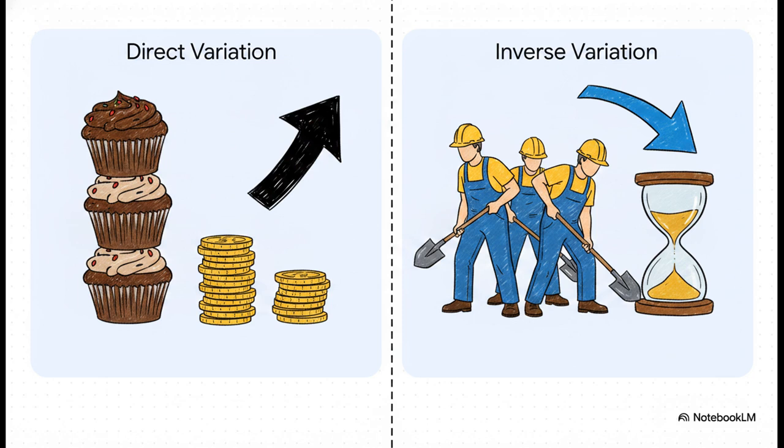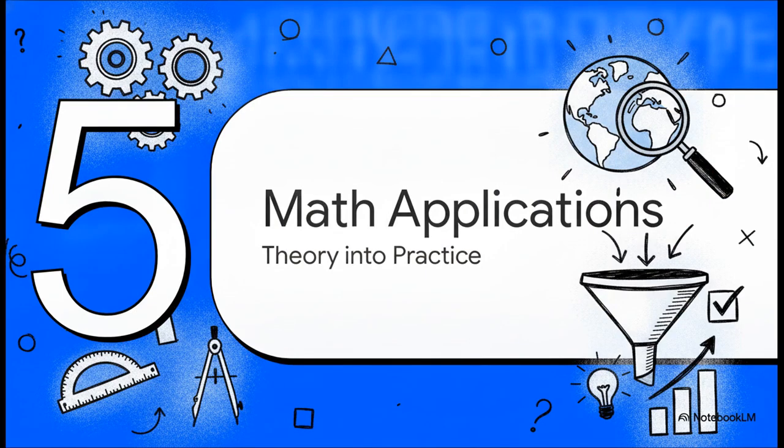Makes sense, right? But then we have inverse variation, where more of one thing actually means less of another. A great example is workers. More workers means less time needed to finish a job. It is absolutely vital to grasp this distinction, because buying a dozen cupcakes works very differently, mathematically speaking, than hiring a construction crew.